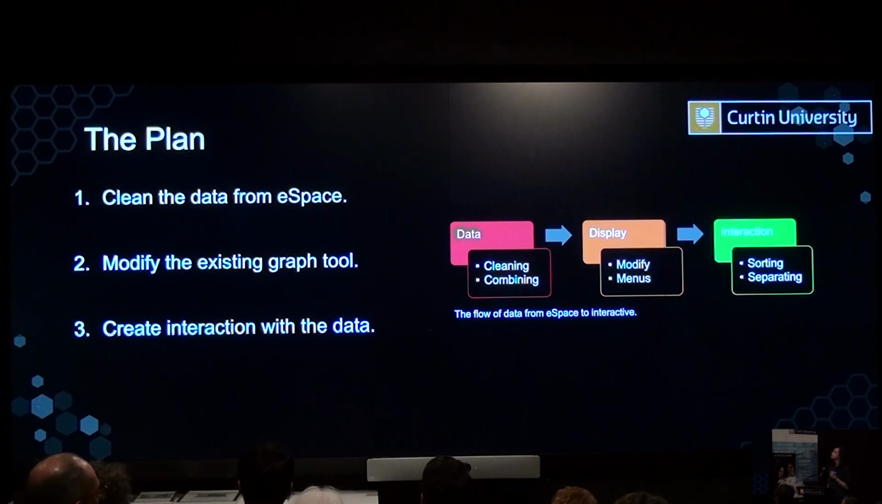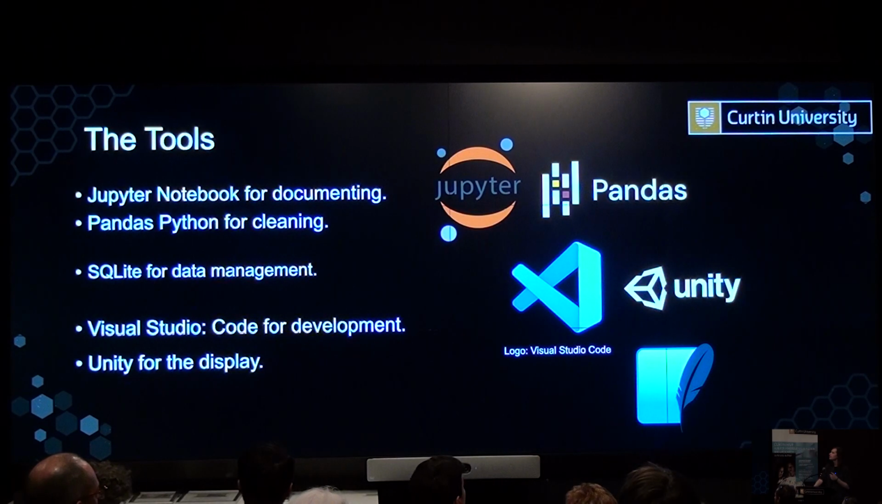So the plan at the beginning was to filter down the data from eSpace into what's going to be used, and combine it with other elements imported in to give some more information, like where they're from, the authors, and who they are in Curtin. Then modify the existing graph tool, which was mentioned earlier, to be able to display and interact with the data that has been very kindly given to us from the library.